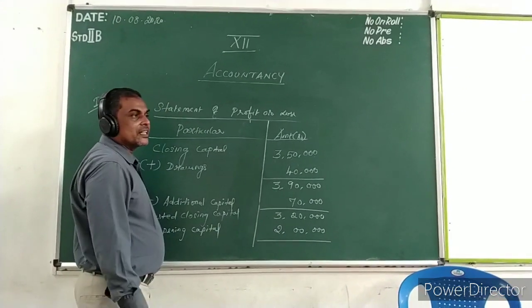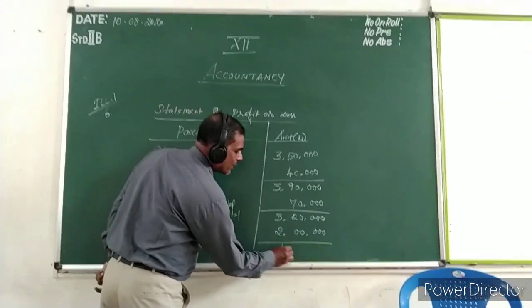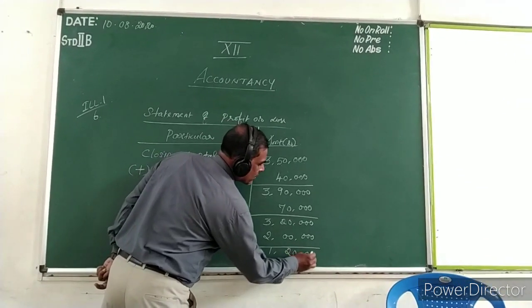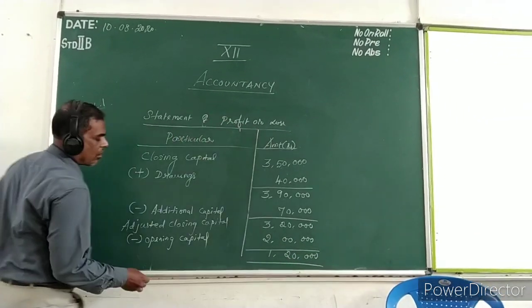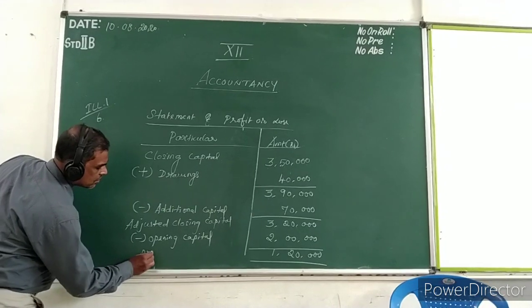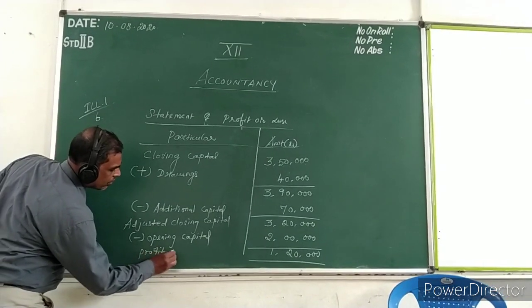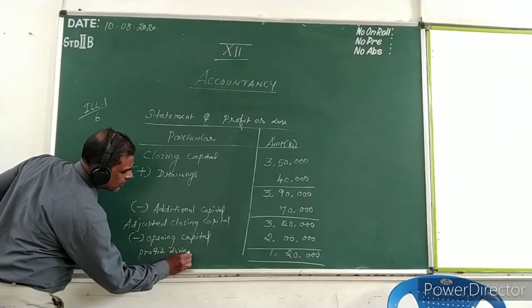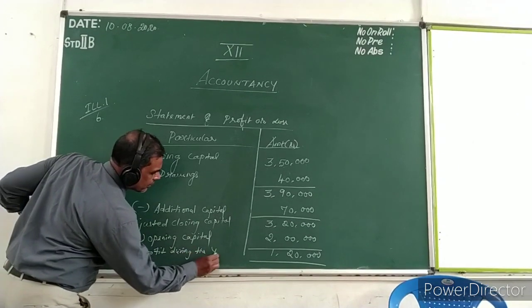We will get result is plus, that is 1,20,000. This 1,20,000 is called profit during the year.